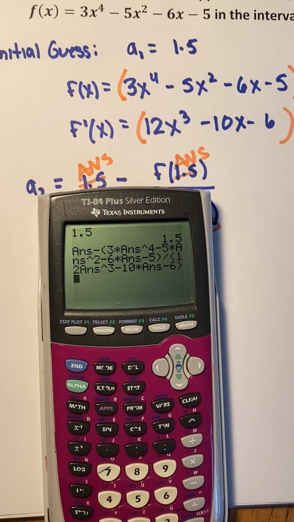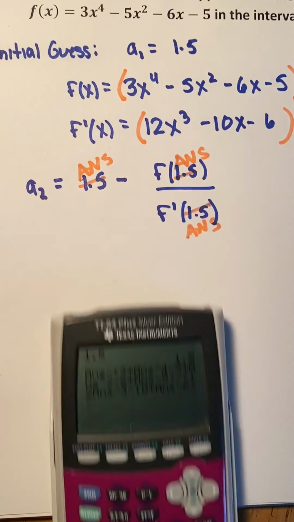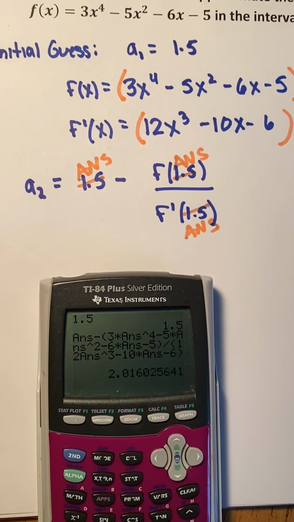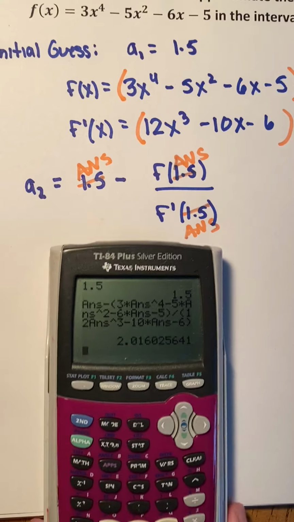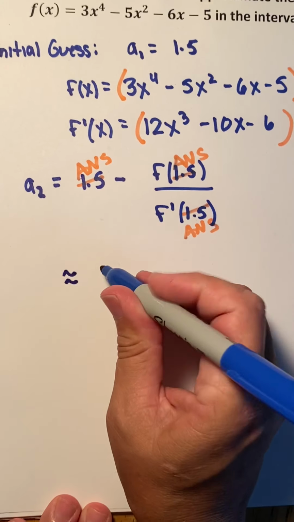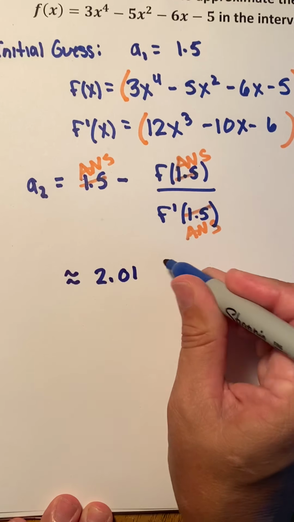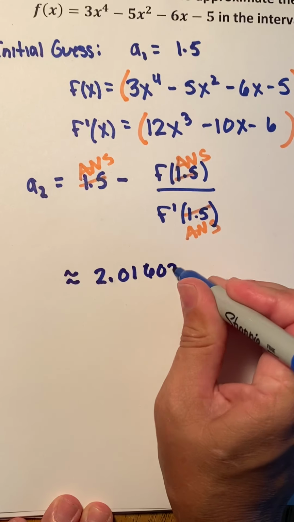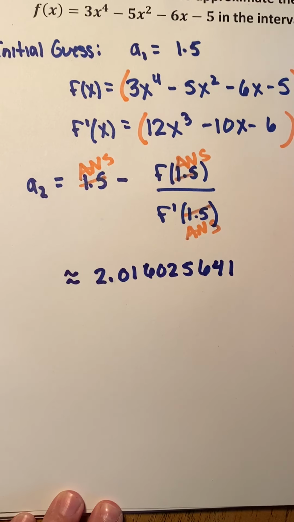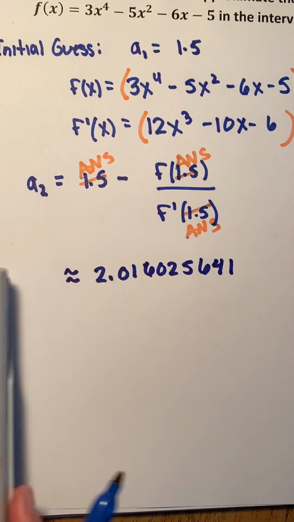Now when I hit enter, it's going to give me this answer right here. So I'm going to hit enter, and the next value is 2.01602561. So it did jump outside my interval, but that's okay. If you notice, it's going to swing back in.